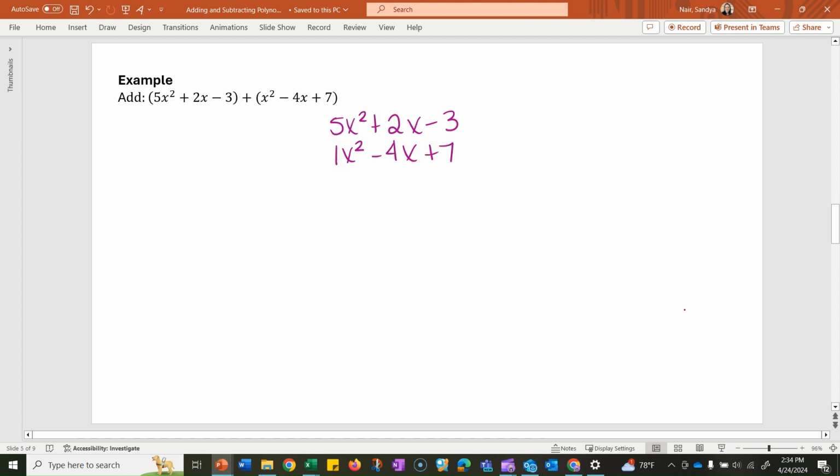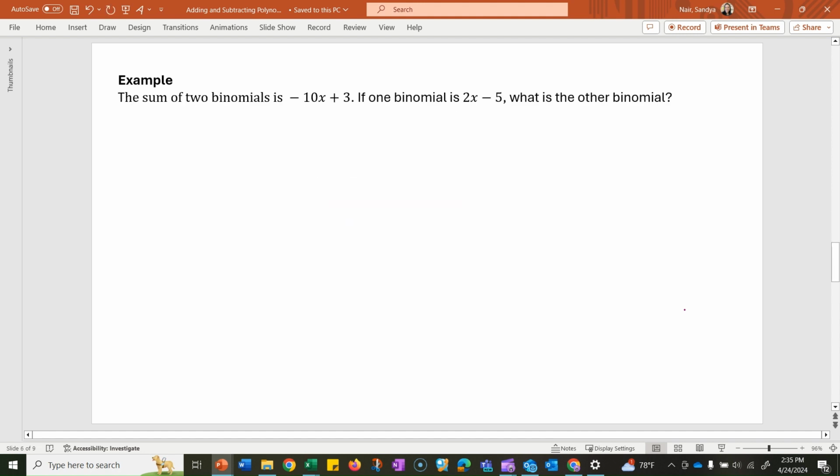Remember that x squared has an implied coefficient of 1. So I have 5x squared plus 1x squared. So that's 6x squared. 2x minus 4x is minus 2x. And then minus 3 plus 7 is going to be plus 4. So 6x squared minus 2x plus 4 is my final answer.